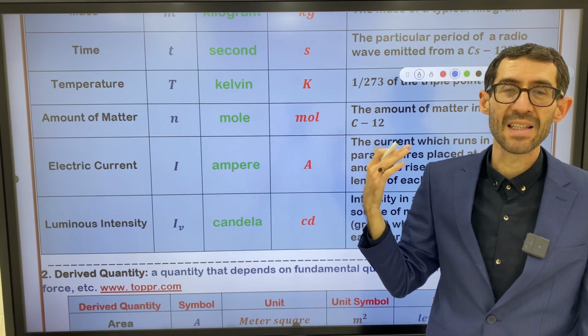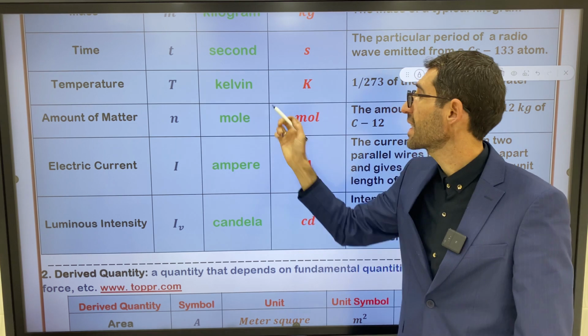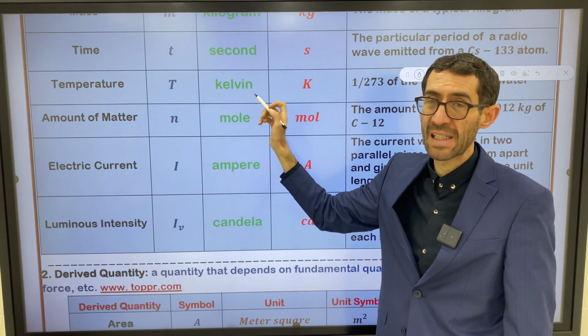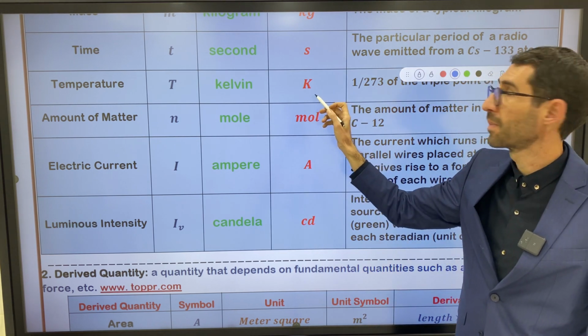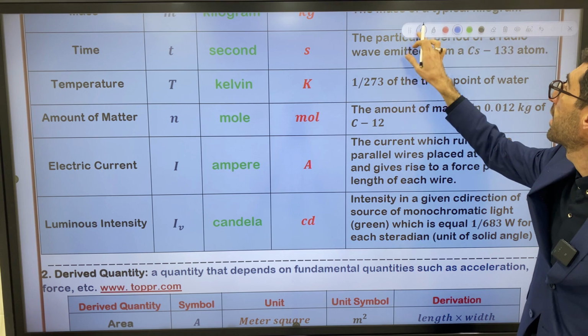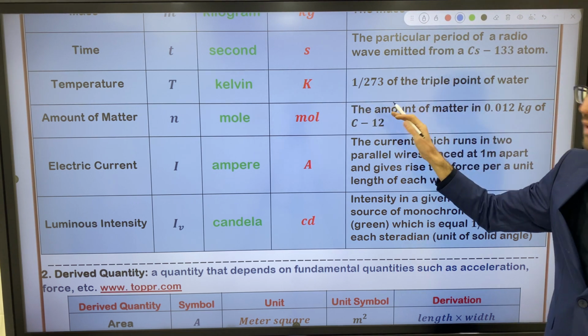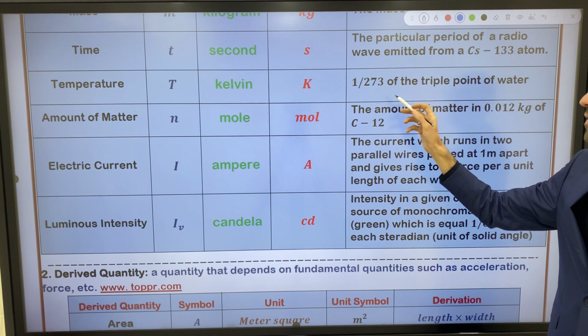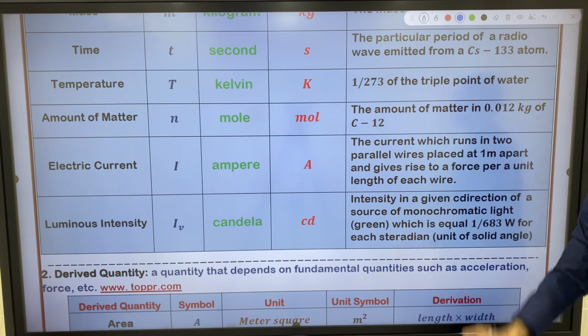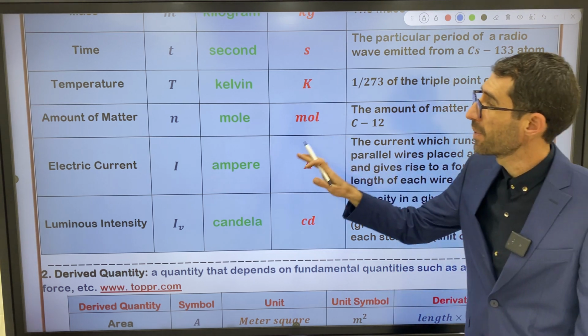Sometimes we use Celsius in SI, but Kelvin is the scientific unit for temperature. The unit symbol is K capital. And here we have the definition of temperature: 1/273 of the triple point of water. This is the definition of temperature.